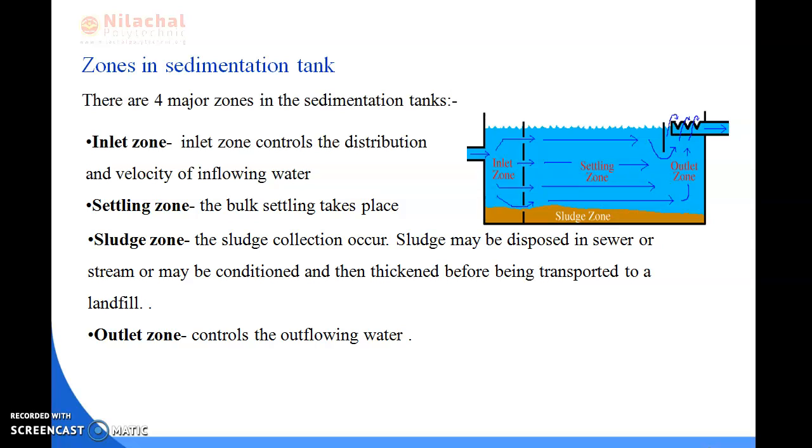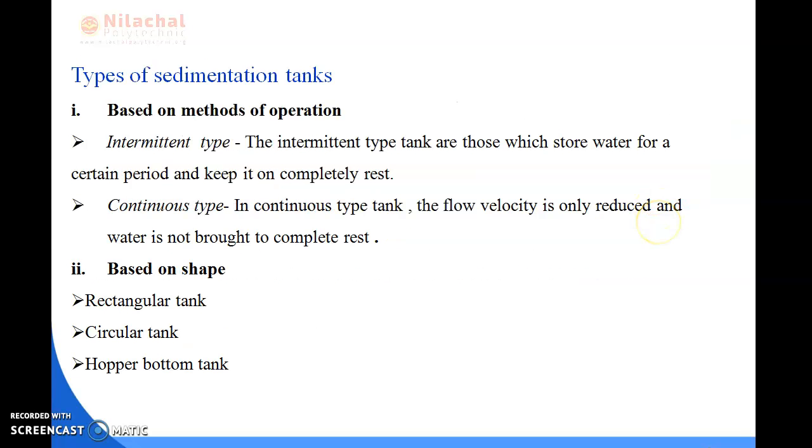The last one is the outlet zone, where the water comes out from the settling tank or basin. The outlet zone controls the outflow of the water. So these are the four zones in the sedimentation tank. Next we will read about the types of sedimentation tanks in the next slide.